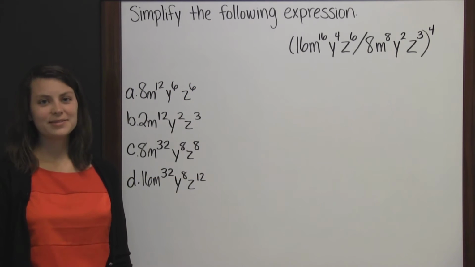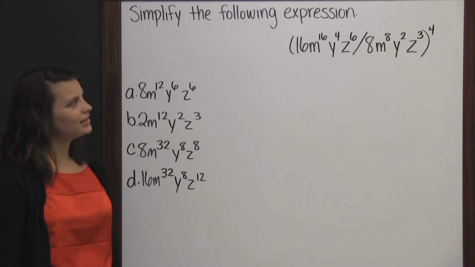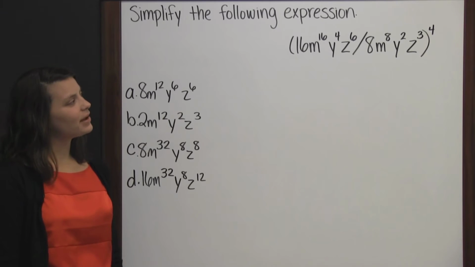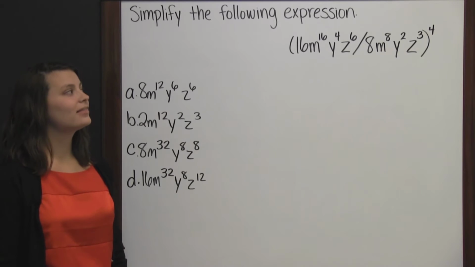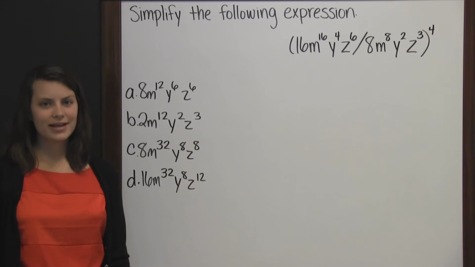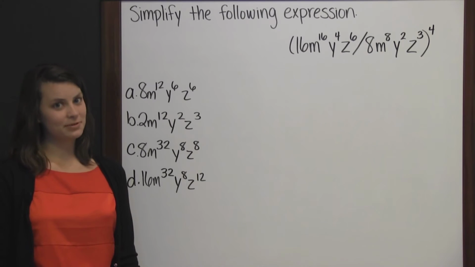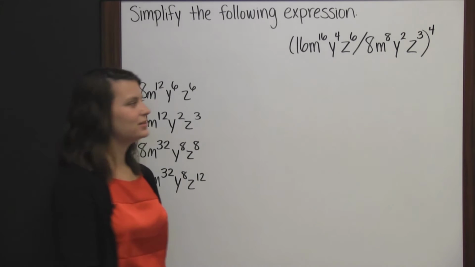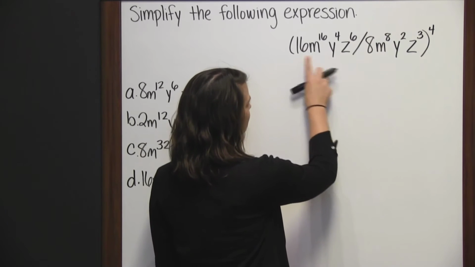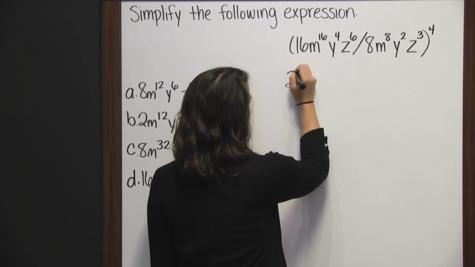Simplify the following expression. 16m to the 16th, y to the 4th, z to the 6th, divided by 8m to the 8th, y squared, z cubed, all raised to the 4th power. First, we want to simplify before we raise to the 4th power. So we're going to start with dividing 16 by 8, which is 2.